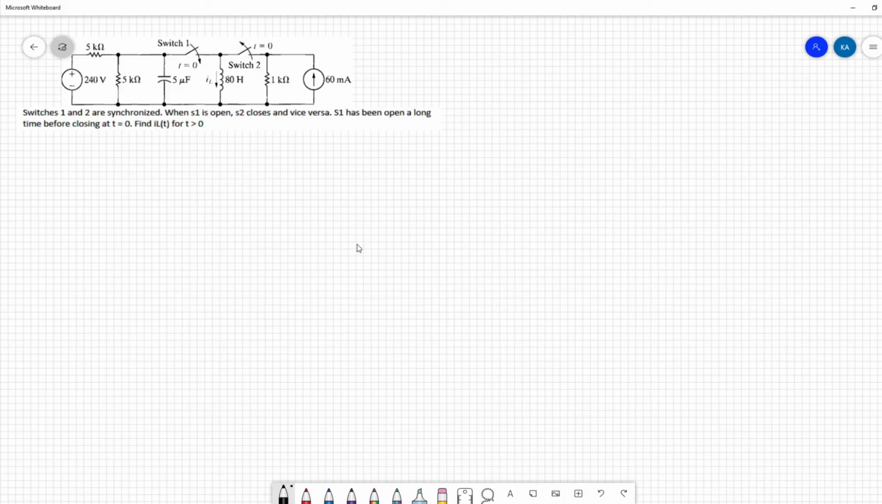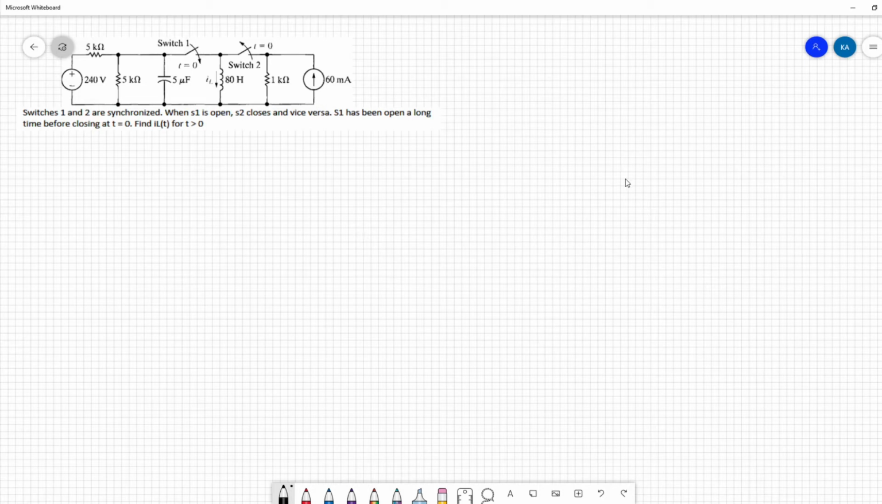Next example, we have this circuit, in which S1 and S2 are synchronized. So when S1 is open, S2 closes and vice versa. S1 has been open for a long time before closing at t equals 0. So find iL(t) for t greater than 0.